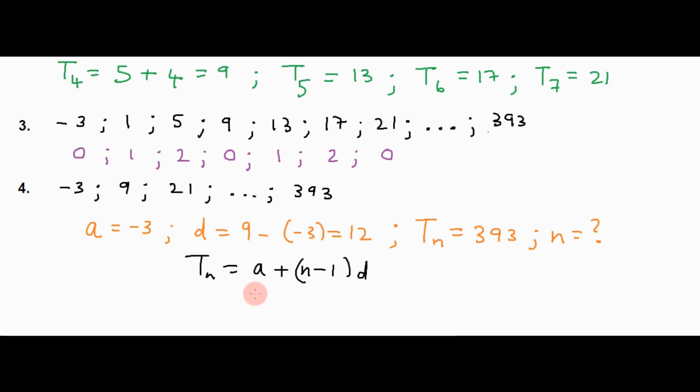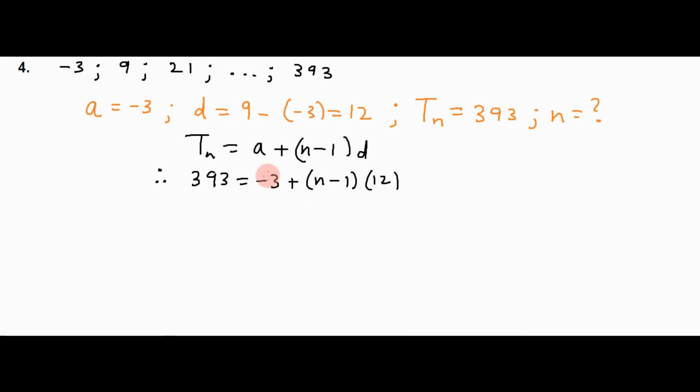So then just substituting in, 393 must equal negative 3 plus n, which we don't have, times d, which is 12. And we can solve for n. We can bring the negative 3 to the left-hand side. So it's 396 equals 12 into n minus 1.